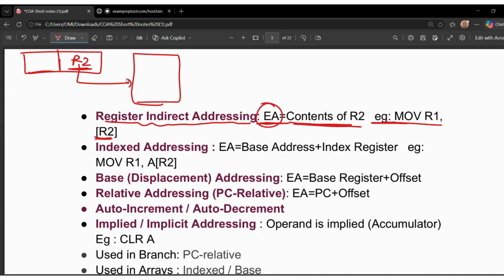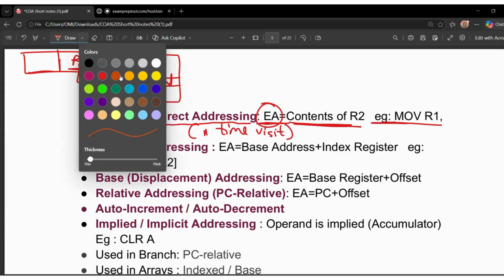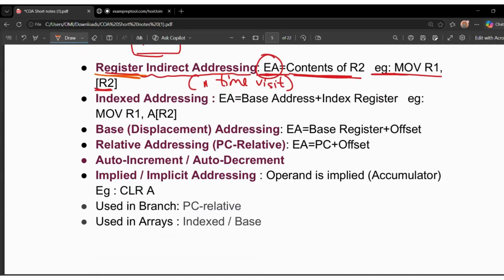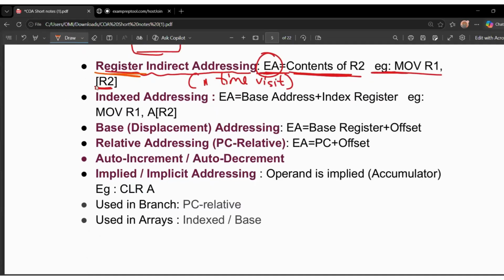So you go to that particular address and you will get the operand. So here also one time visit. This is the register indirect addressing. And then we have seen these three types of displacement based addressing.